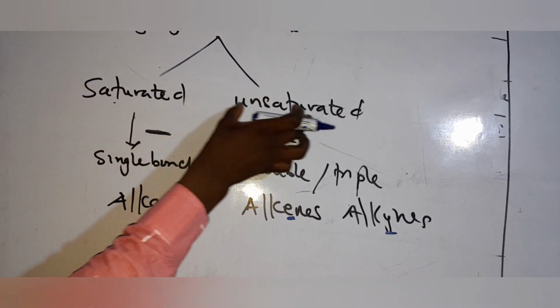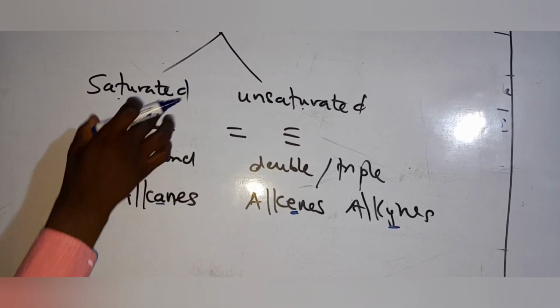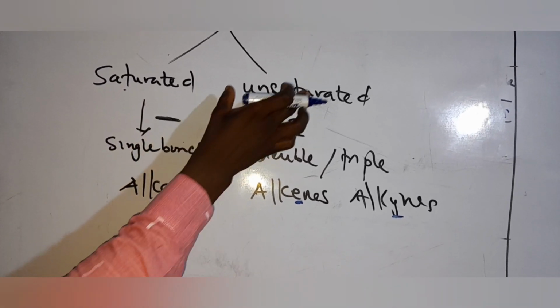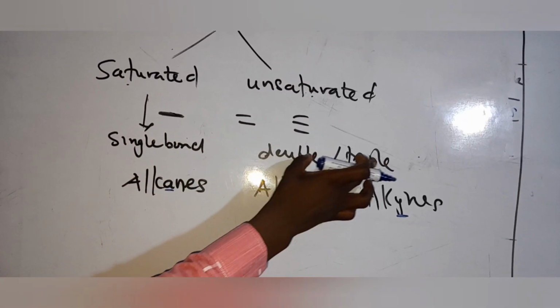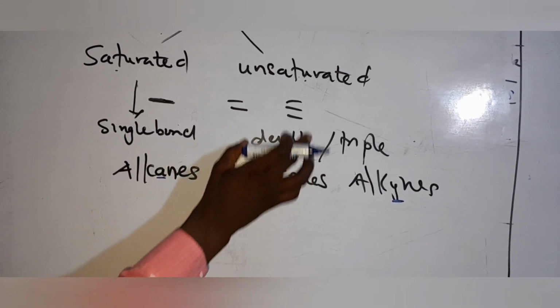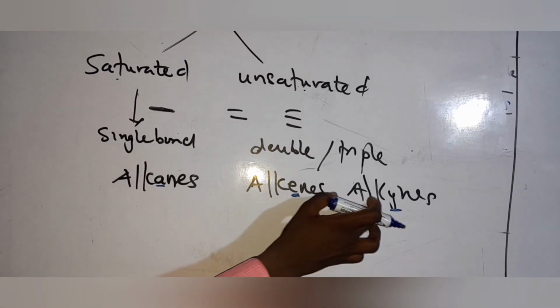We have saturated and unsaturated hydrocarbons. The saturated, we'll talk about single bond because it's satisfied. The unsaturated have double or triple bond. Now an example of the single bond is alkanes. An example of the unsaturated is alkenes and alkynes.